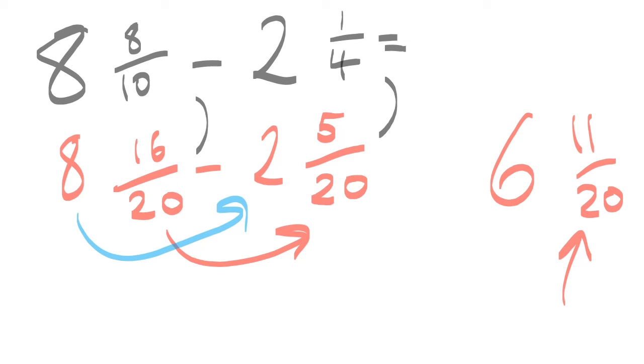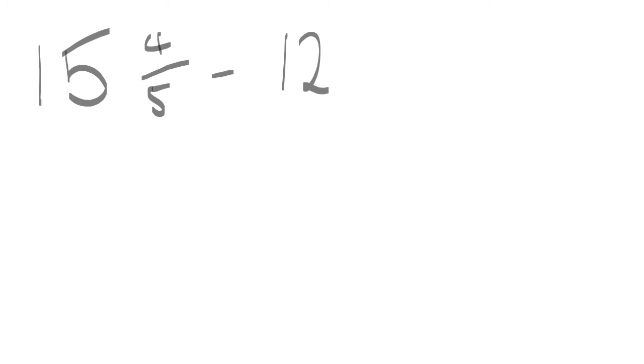I'm going to give you one to do. Here you go. Here's one that you can have a go at. Let's call this one 15 and 4/5, right? Take away 12 and 1/3. You can have a go at that one for me. Okay. Please pause me and have a go.